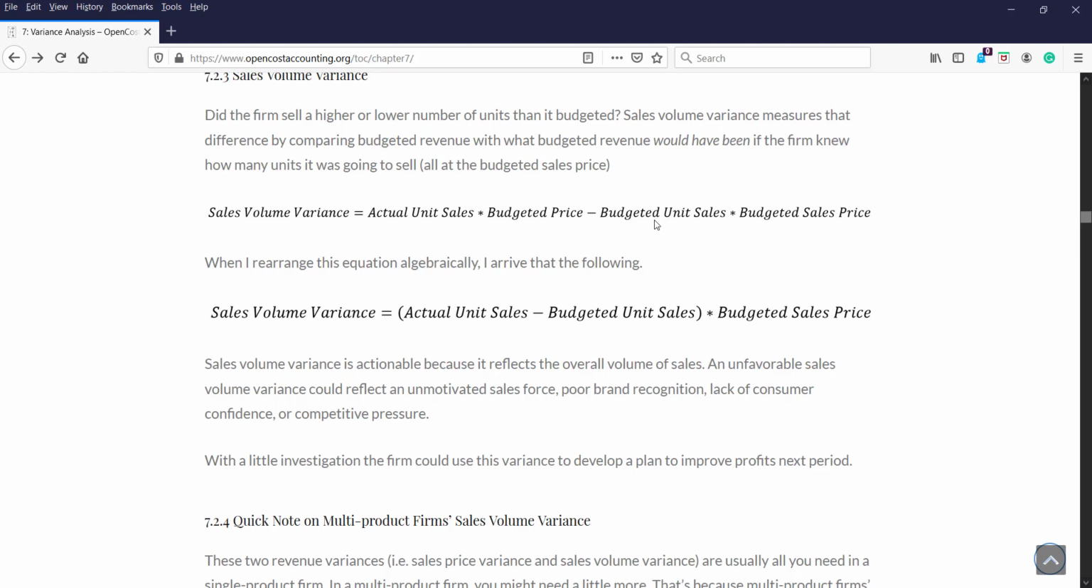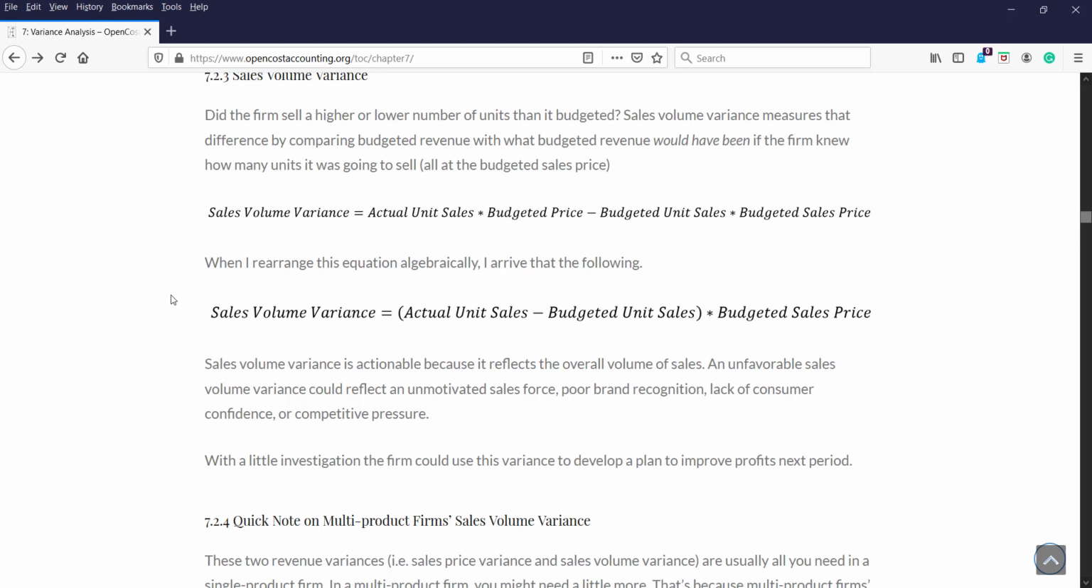There we go. Again, we can pull the price out of the parentheses. We have this term and this term. We can just pull them both out. And now we have inside the parentheses actual quantity minus budgeted quantity, and all of that difference times our budgeted price, our standard price. That gives us our sales volume variance.